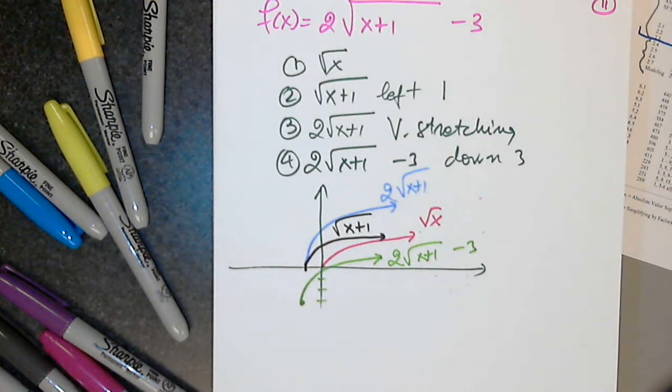Is this a perfect graph? No way. I don't have the x and y intercepts. I don't know where it crosses. But it's a perfect picture for me and for you about the trend of the graph.